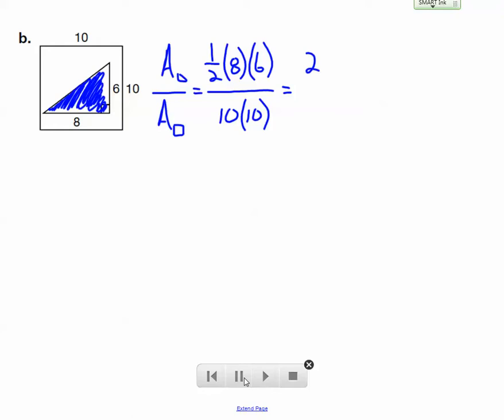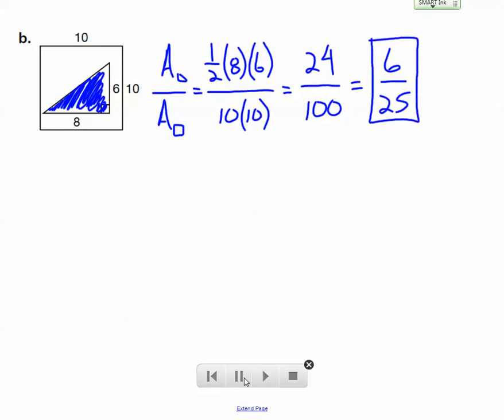So 1/2 of 48 is 24, and 10 times 10 is 100. We can simplify that fraction and make it 6 out of 25. 6 out of every 25 times an object lands in this box, it'll land in that triangle. When you take aiming into effect, that might change things, but if you're just randomly flipping a coin or dropping a ball in there, it'll land on the triangle 6 out of every 25 times, or 0.24 times, or 24% of the time, however you want to look at it.